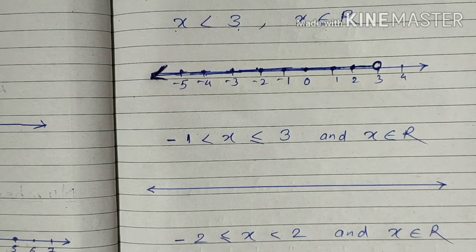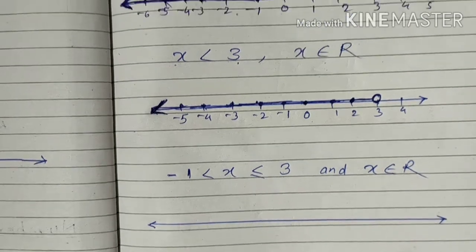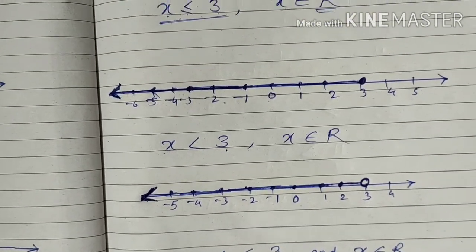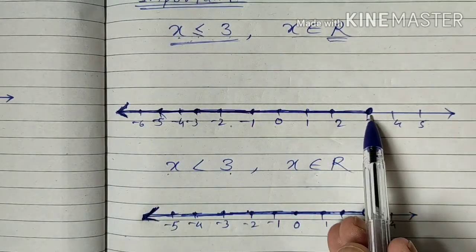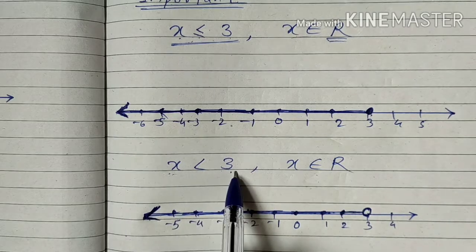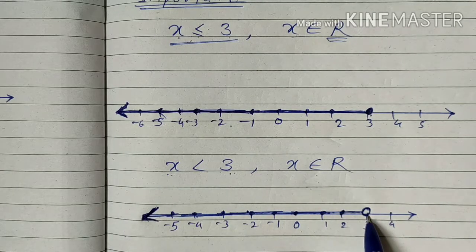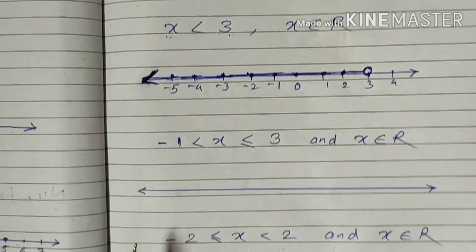Got it? So like this we can represent. What is the difference between these two diagrams? Here 3 is included, so we have given the dark dot, and here 3 is not included, so we have given the hollow circle for this 3. That means 3 is not included in it.